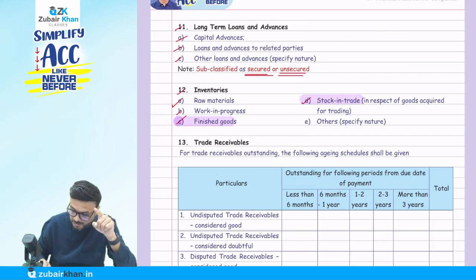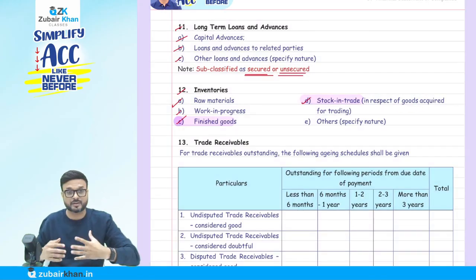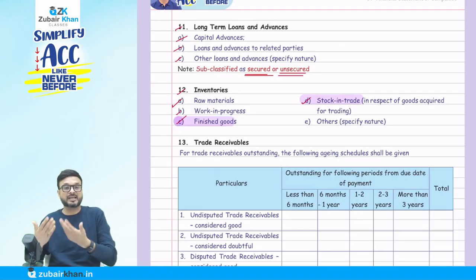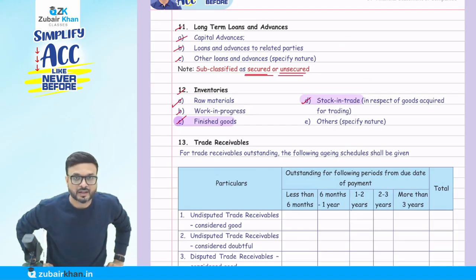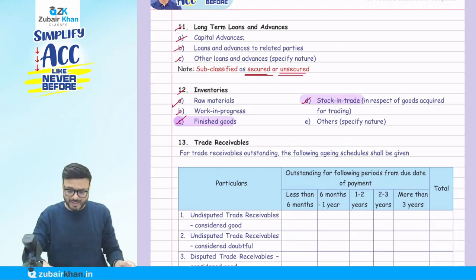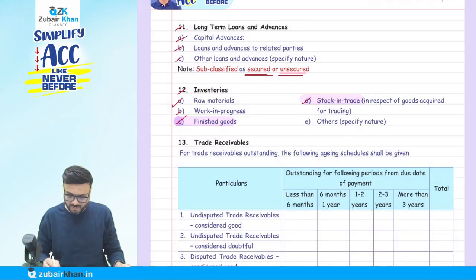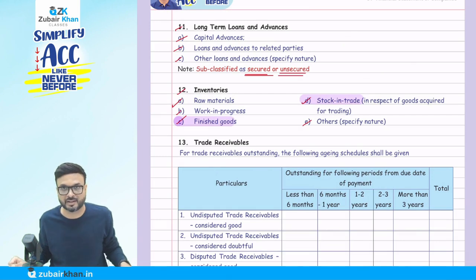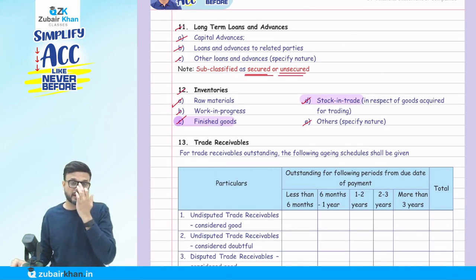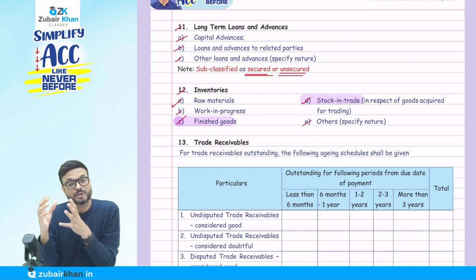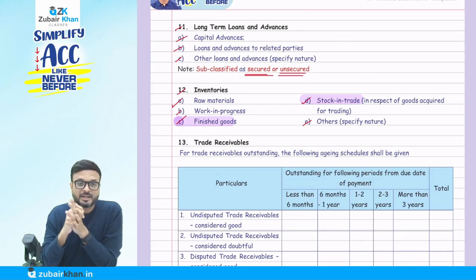In respect of goods acquired for trading, we purchase something and sell it at a higher value. We call them stock in trade. Okay. Or any other goods, like damaged goods, whatever inventory we have, we specify here under the inventory. It is very simple. Okay. Now you understand the concept of the expense that I mentioned.